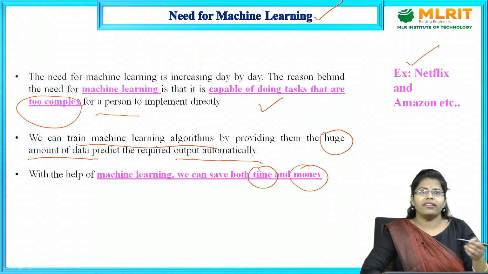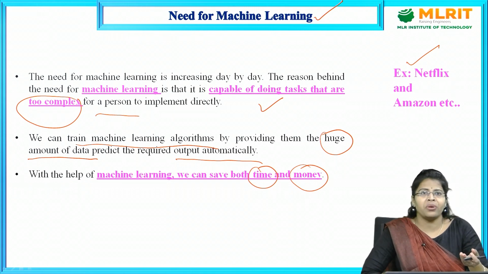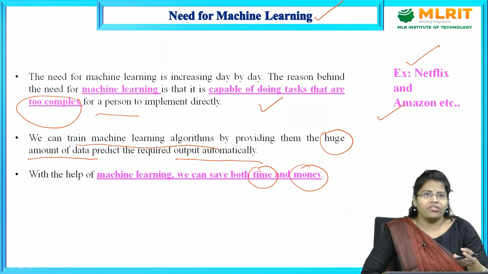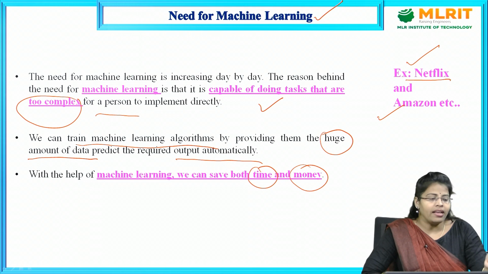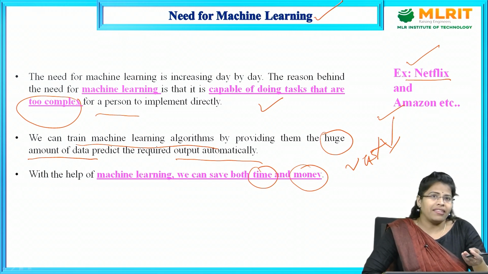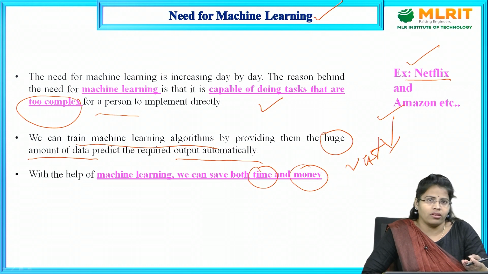For example, Netflix and Amazon. Nowadays everybody uses Amazon for shopping and Netflix to watch series and movies. Amazon Shopping collects the previous data of users, and based on that data, it recommends products for you. For Netflix, for watching movies and web series, data from previous users is collected, and based on that, it recommends new movies and new web series. It collects a vast amount of data with the help of machine learning models, and based on that, it recommends to the user accordingly.